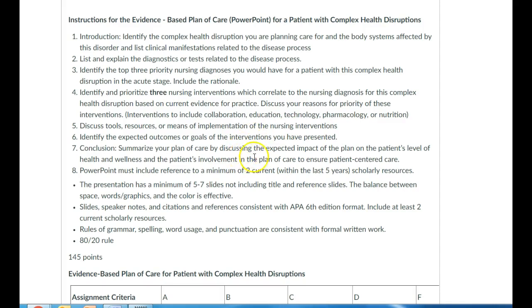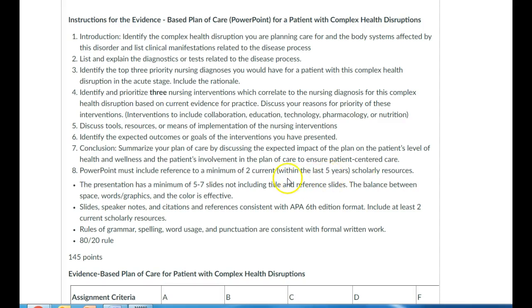And again, also in this, make sure you're including how did you involve the patient. So you've made this great plan of care, but what part is the patient going to be involved in? So you're making sure it's patient-centered.